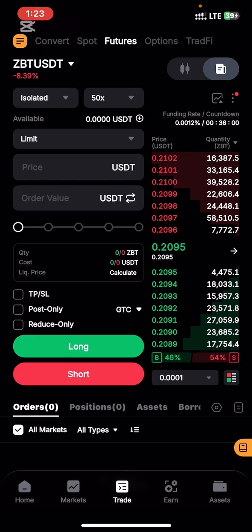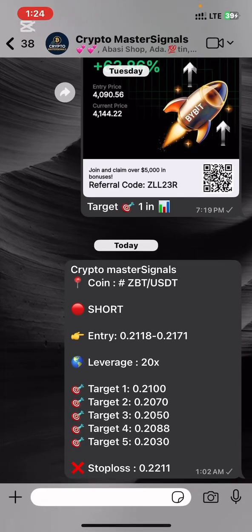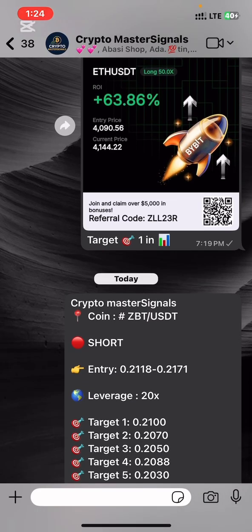Now, this limit. How does limit work? We have limit and market. Now, limit is okay. This is a signal drop. Look at this signal. Look at the coin name, BTC. This is the coin name. This is the entering price. You can see the entering price. You can see your leverage. I set it to 20x. Make sure you use nothing higher than 20x. These are our targets, our profit targets. Target 1, target 2, target 3, and all.